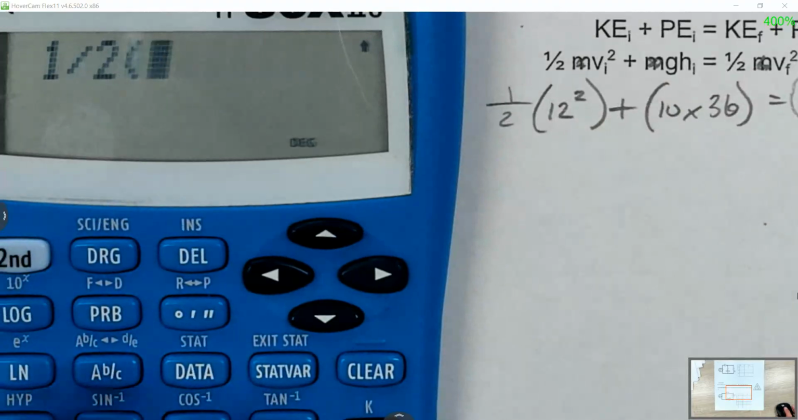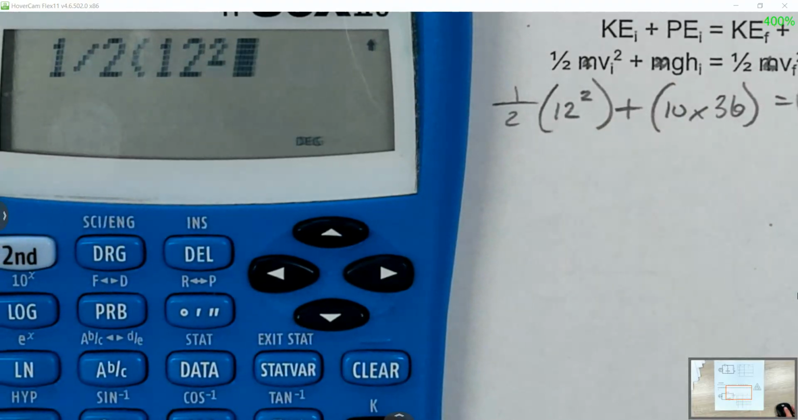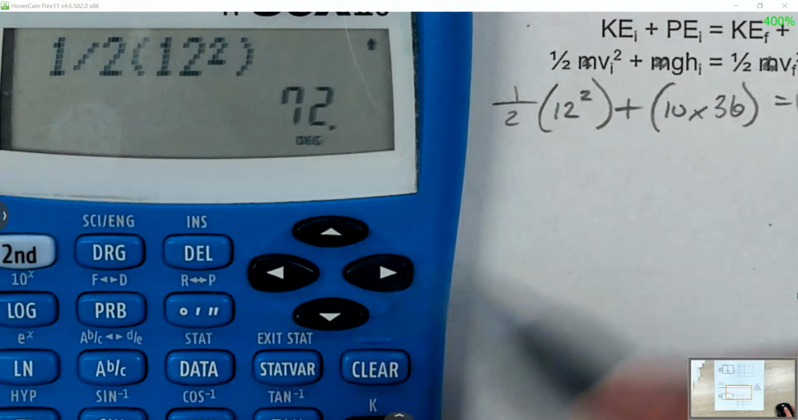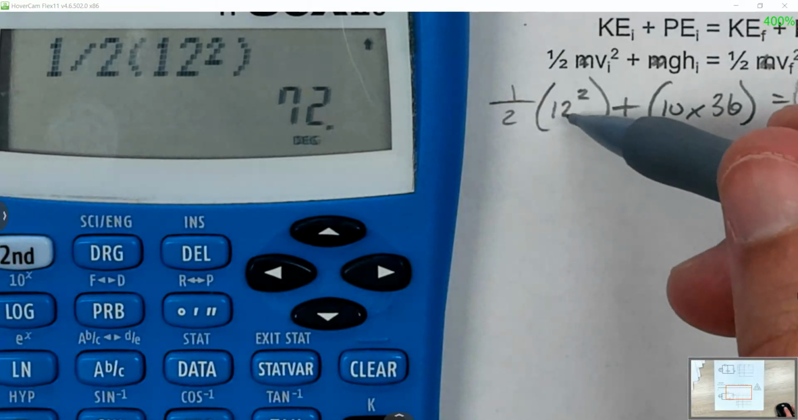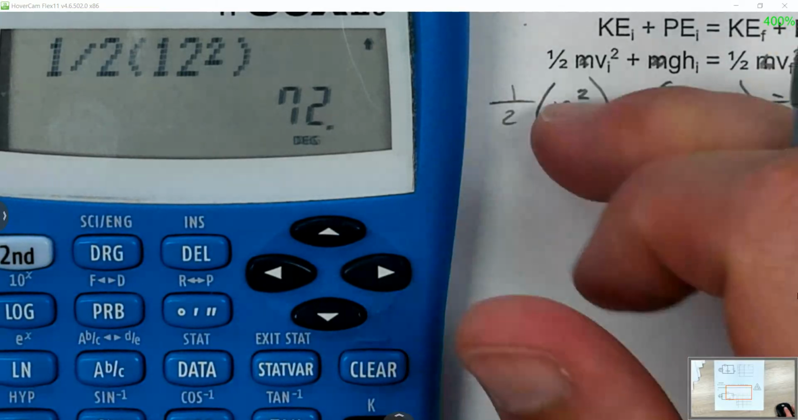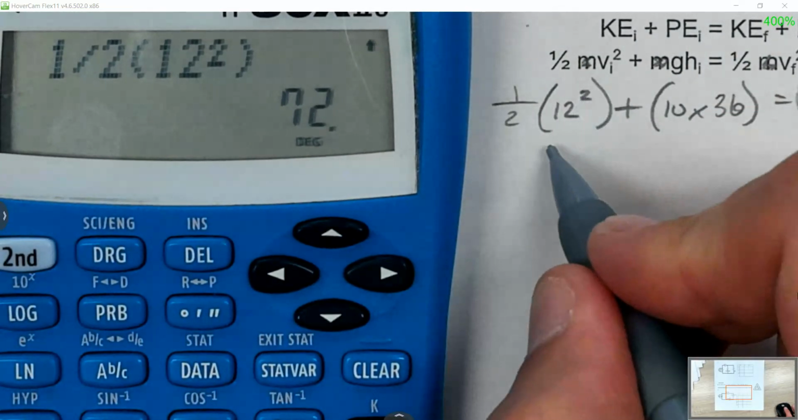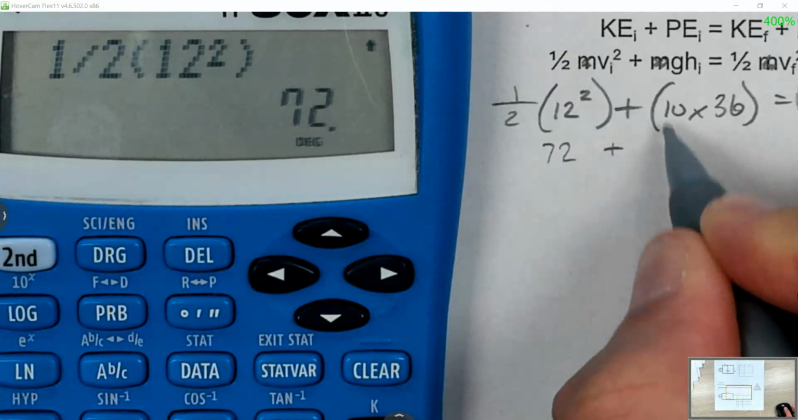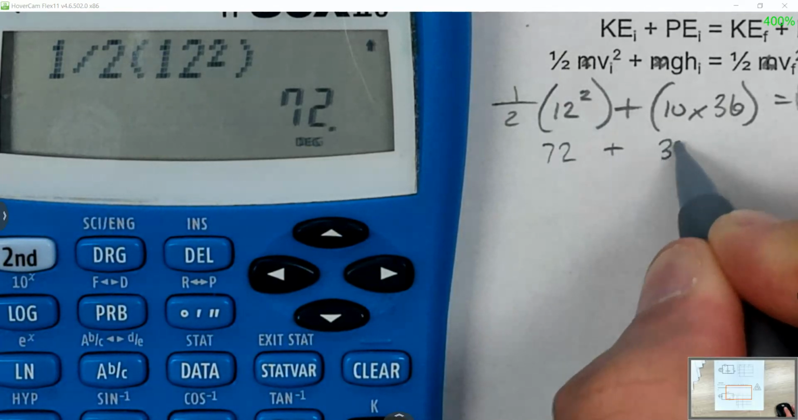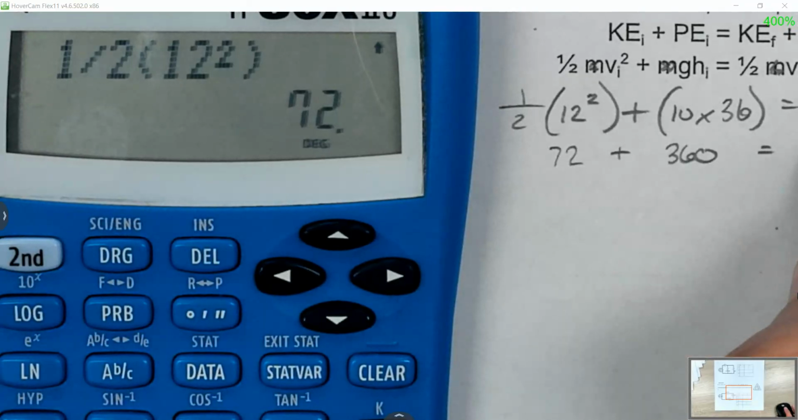1 divided by 2, parentheses, 12 squared, close it. Don't do half of 12 and then square that number. The initial velocity has to be squared. So that's 72. Bring down the plus sign. This comes out to be 360. Bring down the equal sign. 1/2 Vf squared.